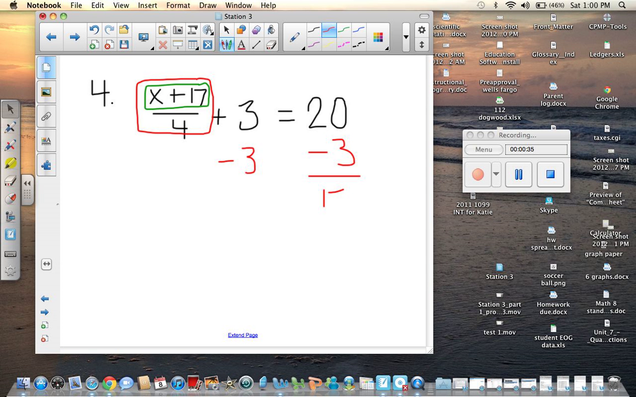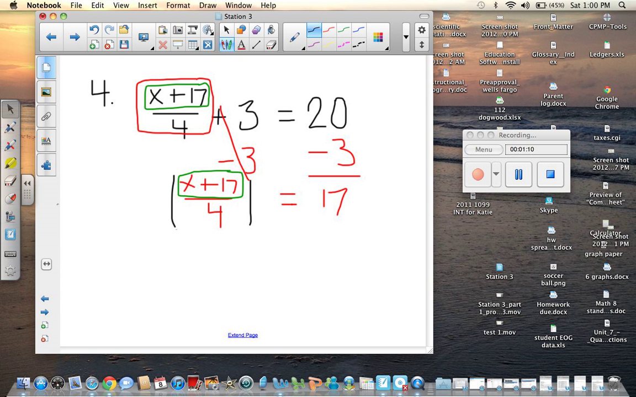And on the right side, we're going to be left with 17. So on the right side, you have 17. And then on the left side, we're going to be left with x plus 17 divided by 4. The next step is to deal with the 4 that's in the denominator. So we're going to put a box around the x plus 17, leave that in the box. We don't want to touch that until we've gotten rid of the 4.